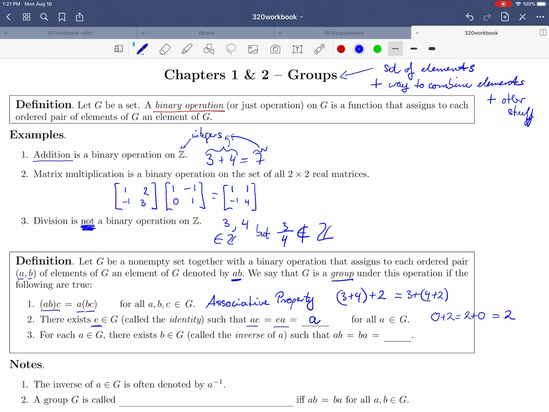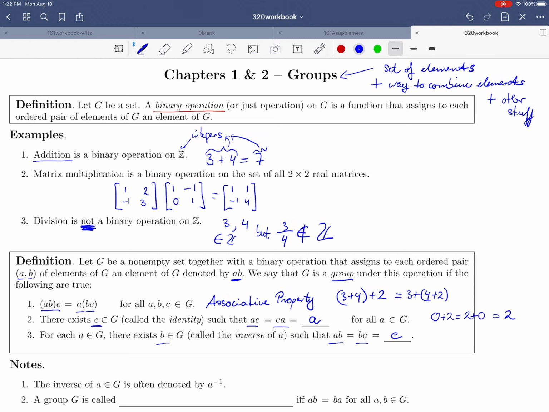Number 3, for each element in G, there exists another element in G that we're going to call the inverse of A. So there exists this element B, such that when you are combining A with B, either from the right or from the left, you get the identity element. So that is our definition of an inverse. And you have to be able to find an inverse for every single element in our group.